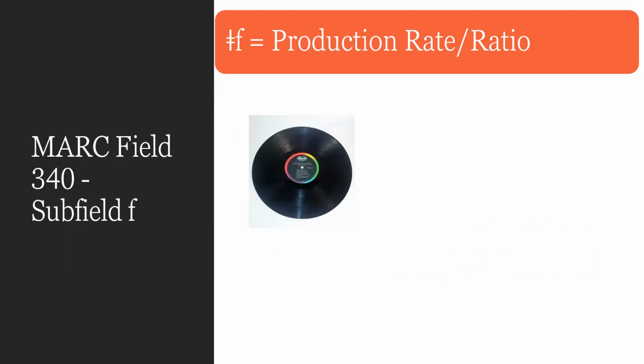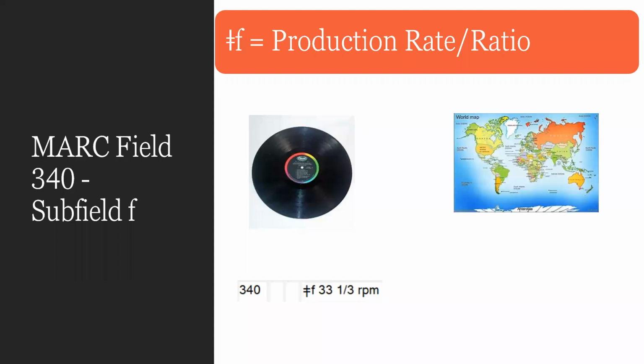Subfield F is the production rate or ratio, which is simply the normal rate or ratio at which the information in the material must be used to be meaningful. This might include the magnification ratio of photographic reductions, revolutions per minute for sound recordings, and or scale for a map. The record album above plays at 33 1/3 RPM. Playing at any other RPM would make it less, if at all, meaningful. The same can be said for the map, which is 1 to 10,000 scale. If you're trying to use it out in the real world, but are using any other scale like 1 to 20,000, you're probably not going to end up where you intended.